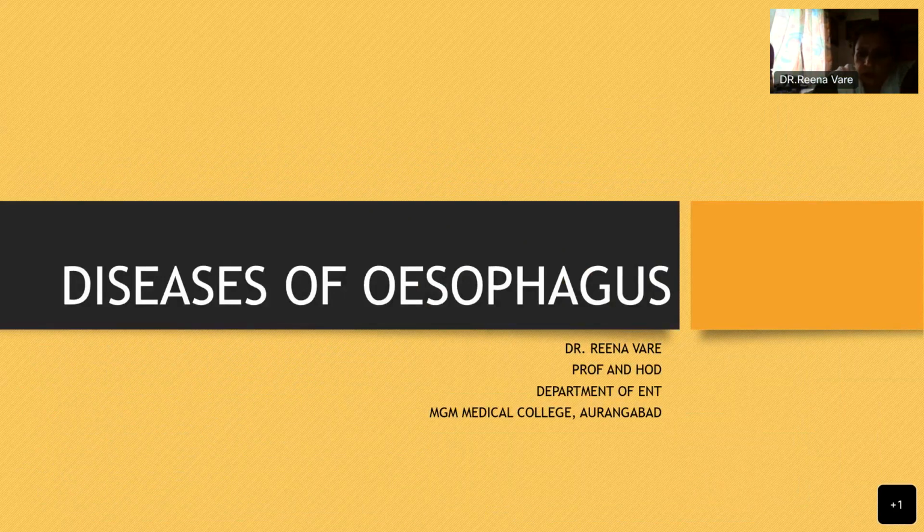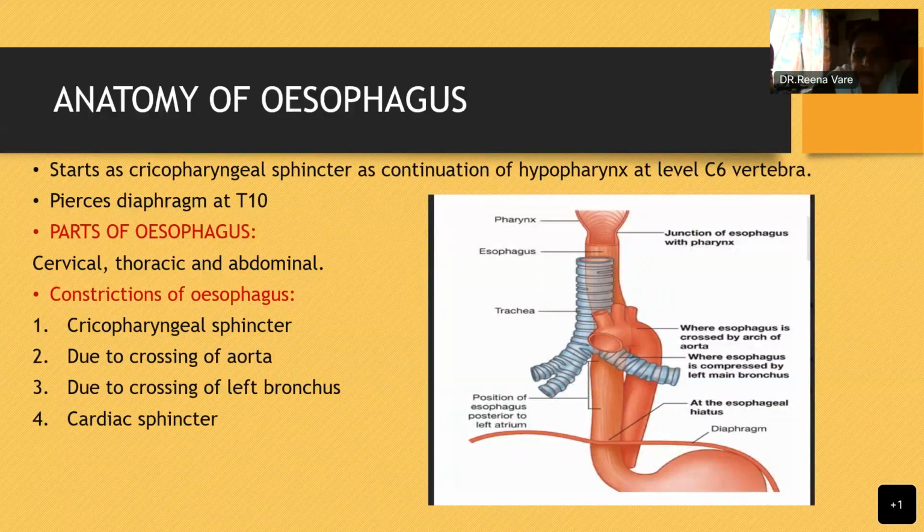Okay, so the basics first, some few slides I'll take. The first slide was where we took the anatomy of the esophagus, where it starts at the cricopharyngeal sphincter. It is the continuation of the hypopharynx. Now, as you know, pharynx is divided into three parts: nasopharynx, oropharynx, and hypopharynx or laryngopharynx. Now, esophagus is the continuation of hypopharynx. It starts at the cricopharyngeal sphincter. It pierces the diaphragm at T10.